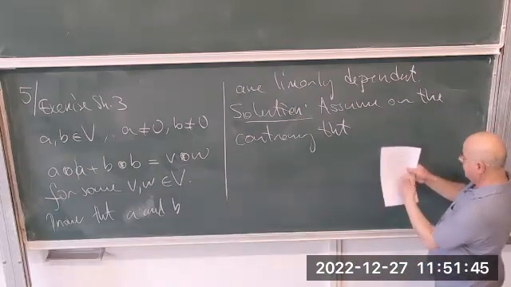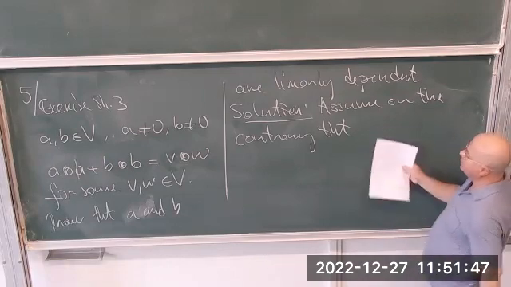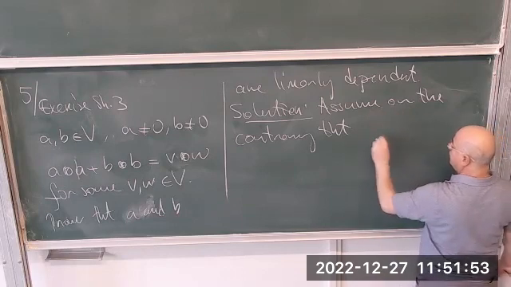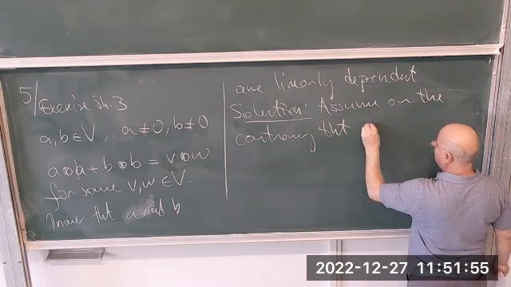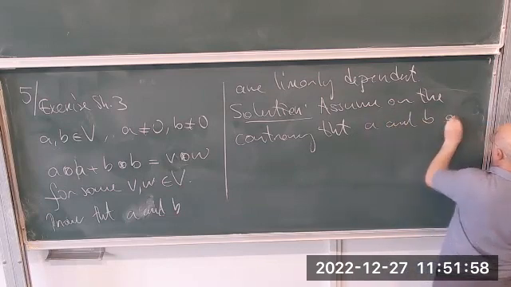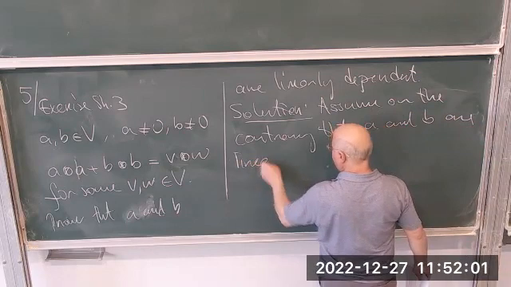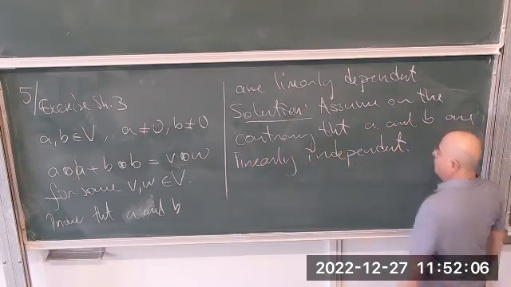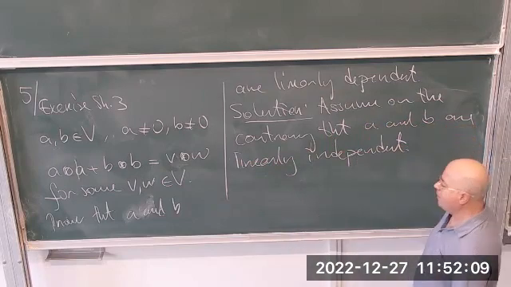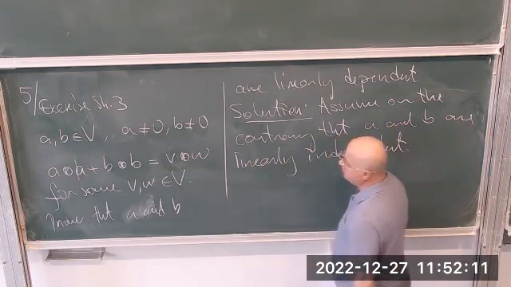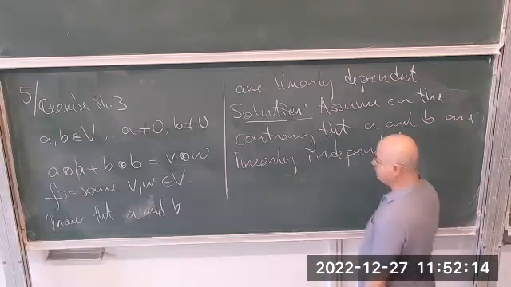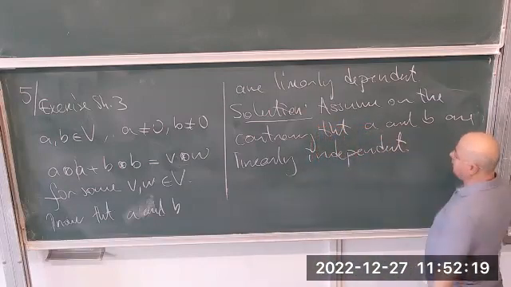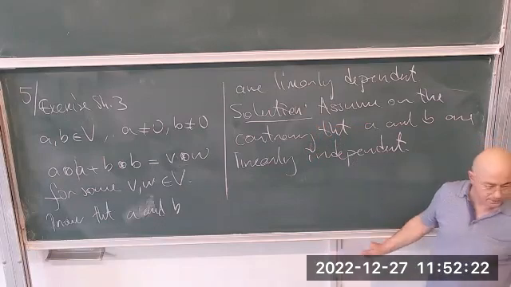And this has even some hints in the book, right? Assume on the contrary that A and B are linearly independent. If they are linearly independent, then I can do the following. I can extend this linearly independent set to a basis, okay?